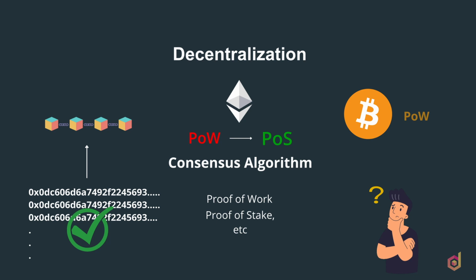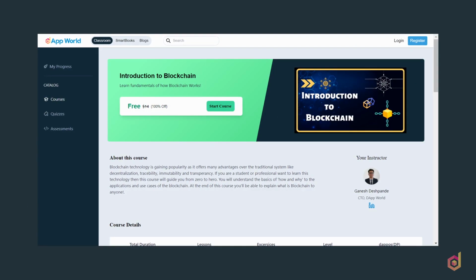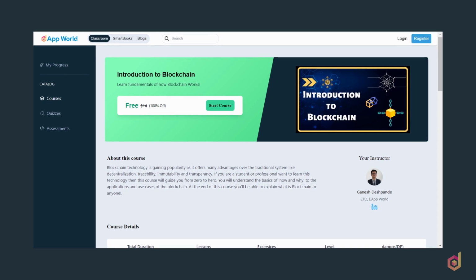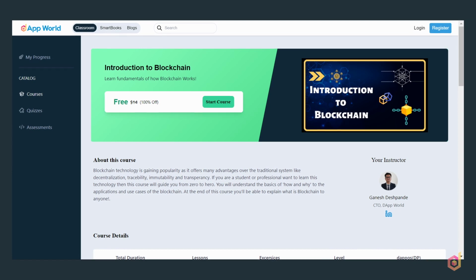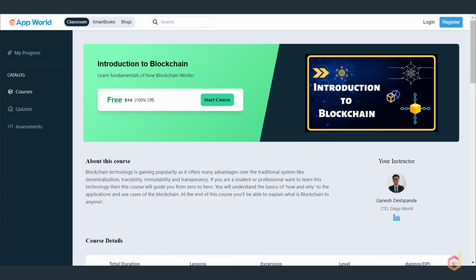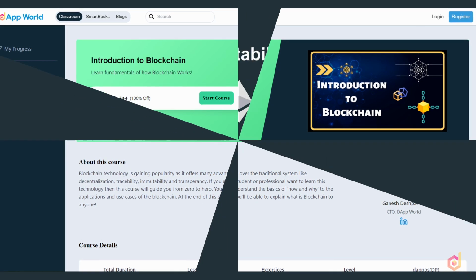If you want to dive deeper into how these things work, you can take the Introduction to Blockchain course on DappWorld. For now, I think you have got the difference between traditional centralized applications and blockchains like Ethereum, which uses decentralization at its core.